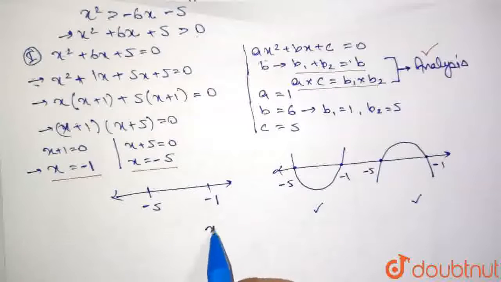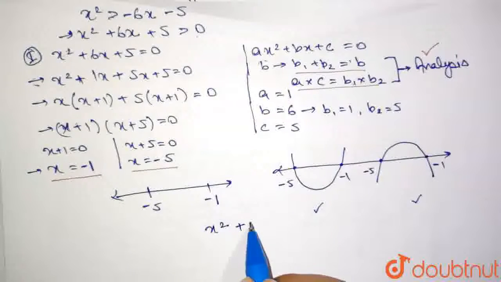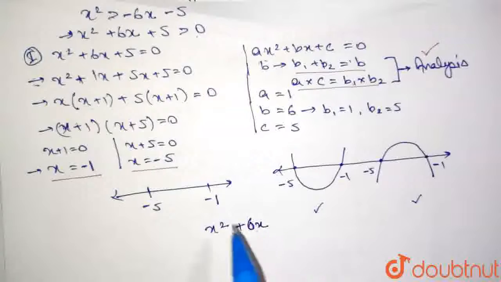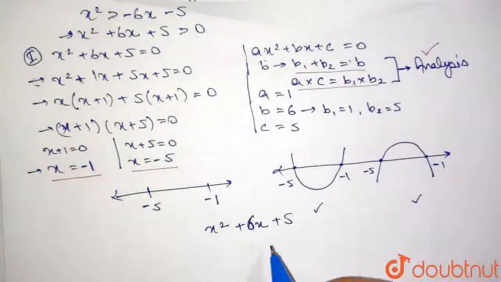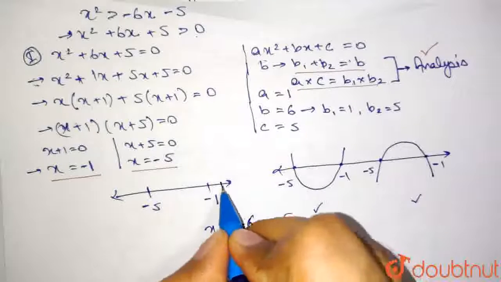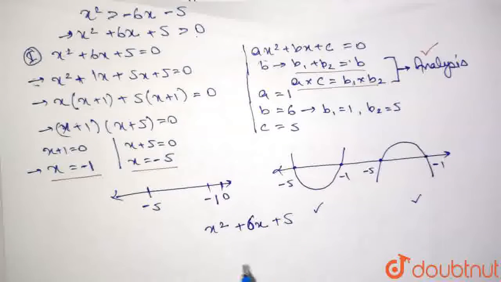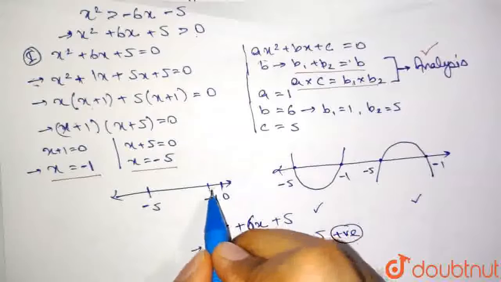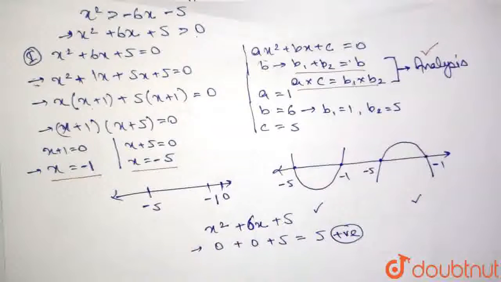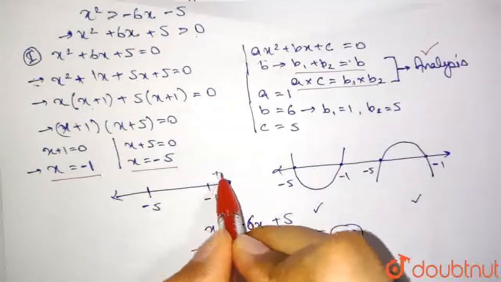So our expression is x square plus 6x plus 5. And if I'm going to check at 0, which is lying somewhere over here, so 0 square is actually 0, plus 6 times 0, which is 0, plus 5. So I can say that this is definitely equal to 5. So this is positive. So 5 is positive, right? So here on the right side of minus 1, it is positive in nature.